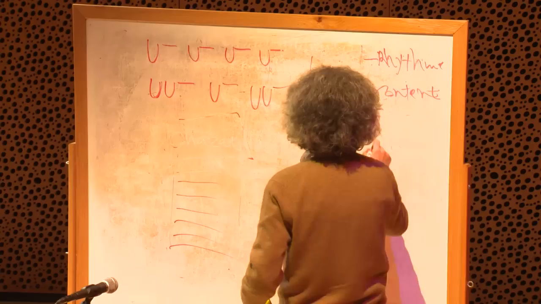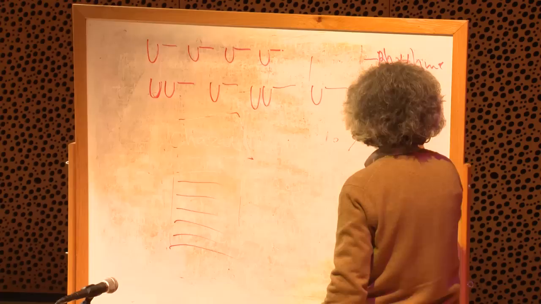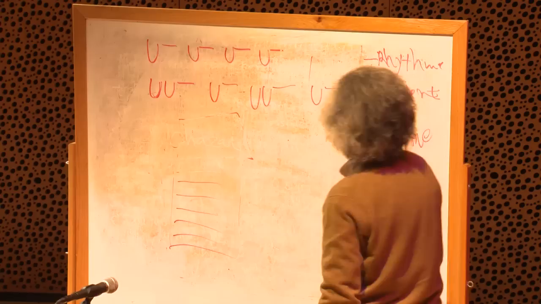How do you spell rhyme? R, H, Y, no, M, E. Thank you. Rhyme. I was thinking rhythm. R, H, Y, M, E. Thank you.